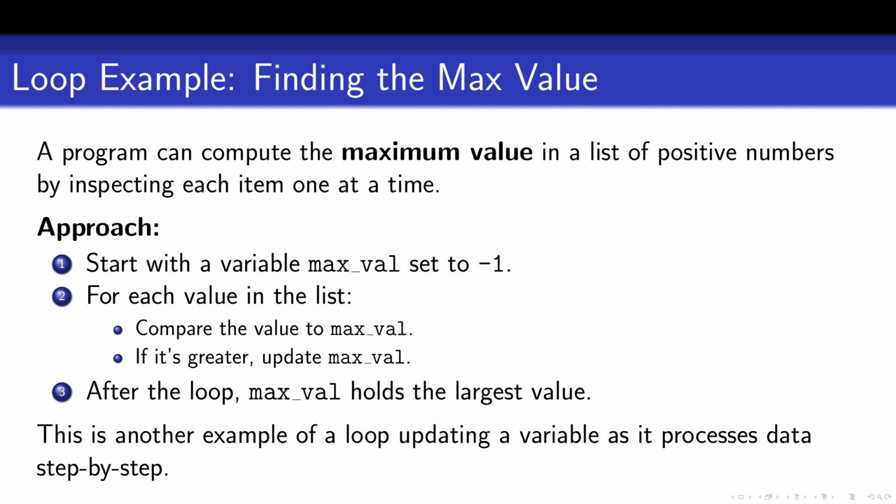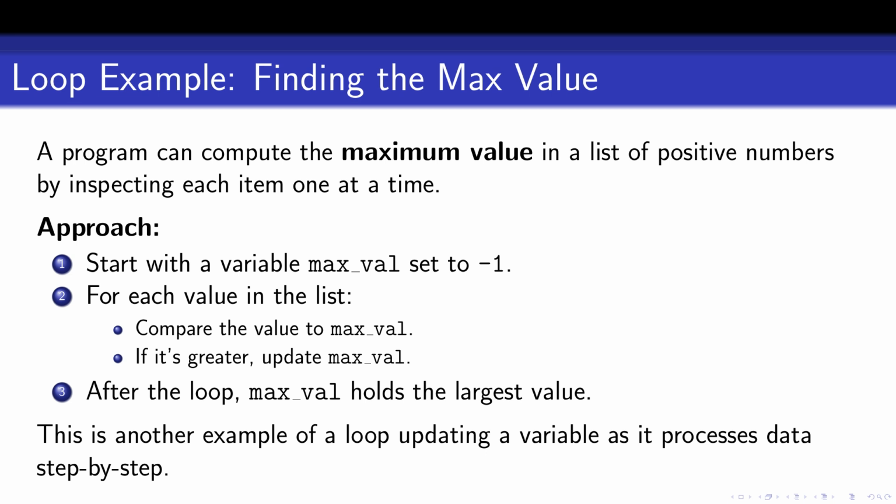This final example in the set demonstrates how a loop can be used to determine the maximum value in a list of positive numbers. The program begins by initializing a variable, maxval, to a baseline value, in this case -1. Then, for each number in the list, the program compares it to the current value of maxval. If the new number is larger, it becomes the new maxval. By the time the loop finishes, maxval holds the highest number encountered in the list. This is another classic pattern in programming, updating a variable based on some condition during iteration.